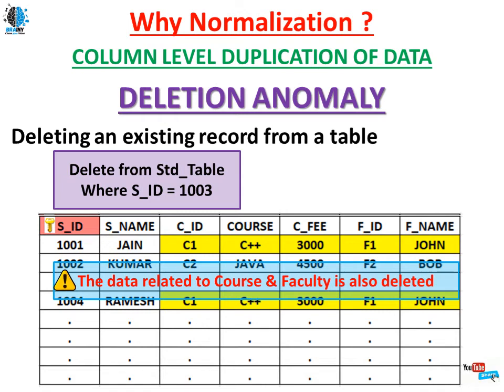Whereas I want the data of course and faculty to remain in my institution. I have just removed Raju from my institution, but I want the data related to his course and faculty maintained in my institution's database: which faculty taught him, what course he was enrolled in, everything. But presently in this format of the table, the moment I run the query delete from student table where SID equals 1003, it removes all the details related to Raju. So this type of anomaly is called a deletion anomaly.